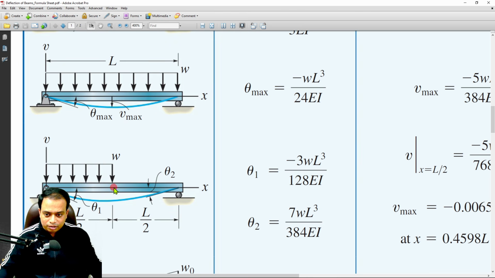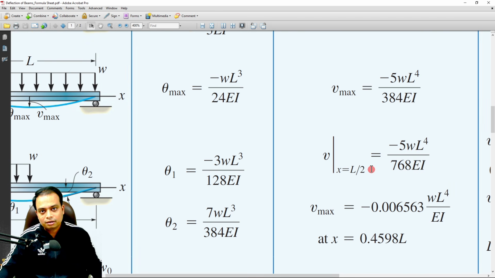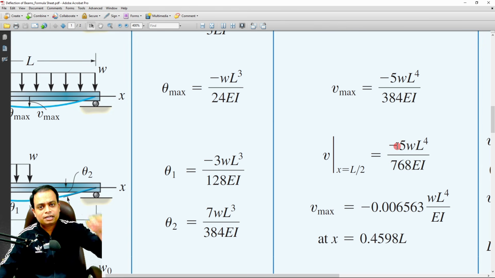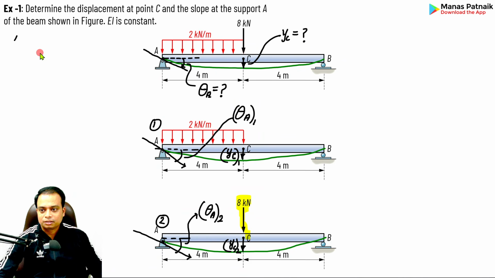Secondly, I want a deflection at this very point, that means at a distance of L over 2. This can be calculated by this expression. This V written is nothing but the vertical displacement. So this is the formula that I'll use: minus 5WL raised to 4 over 768 EI. The negative sign simply indicates that the displacement is downwards, and the other negative sign indicates that the angle measured over here is clockwise with respect to this horizontal line. With that being said, I think we can begin. Let me write down the formulas.